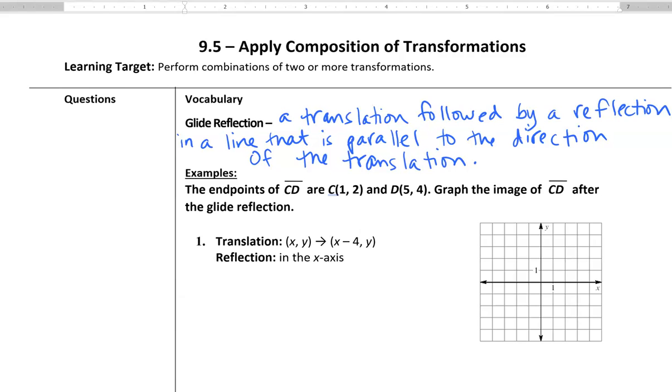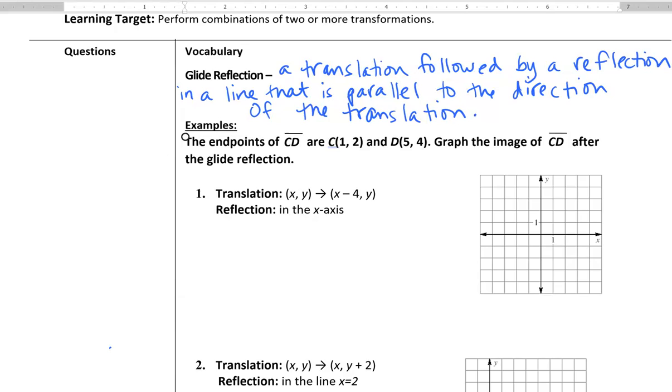So the very first item, though, is a very specific composition, and it's called a glide reflection. So you might want to pause the video when you write this down. A glide reflection is a translation followed by a reflection in a line that is parallel to the direction of the translation. So the word glide, think about like a hang glider. That's your translation. And then the reflection part, it reflects over a line. So you might pause it and copy that down, and I will talk about in example 1 why it's a glide reflection.